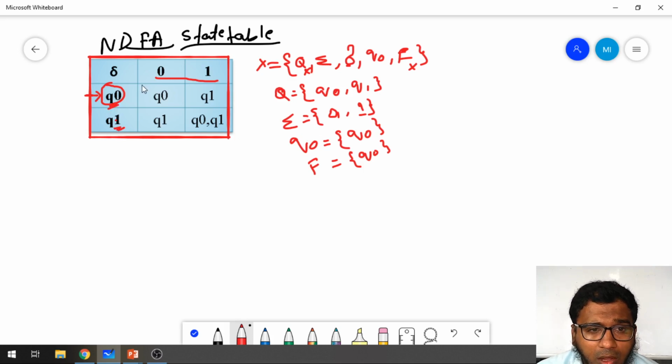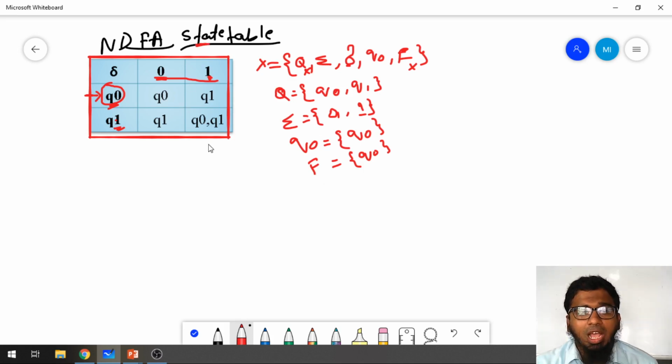Now, sigma is 0 and 1. Q0, what is Q0? The initial state is Q0, and what is the final state? The final state is also Q0 as per the given table. Okay, as per the given table, this is what we got.